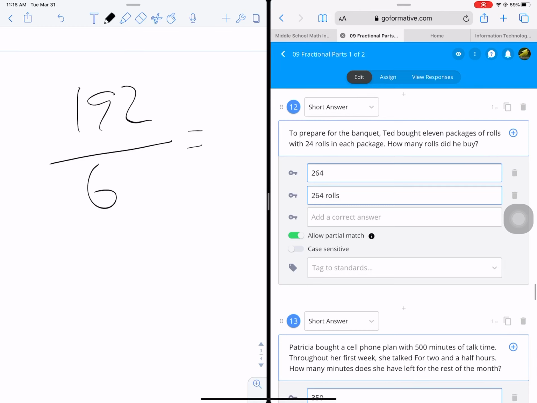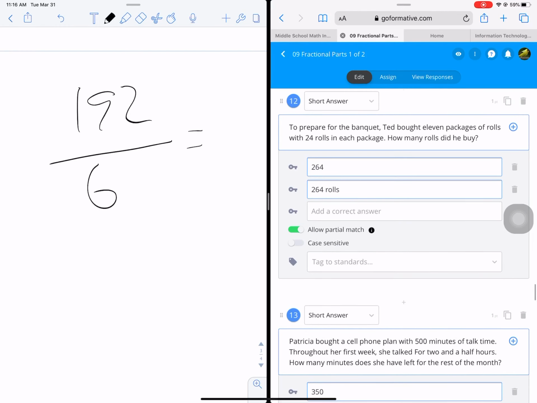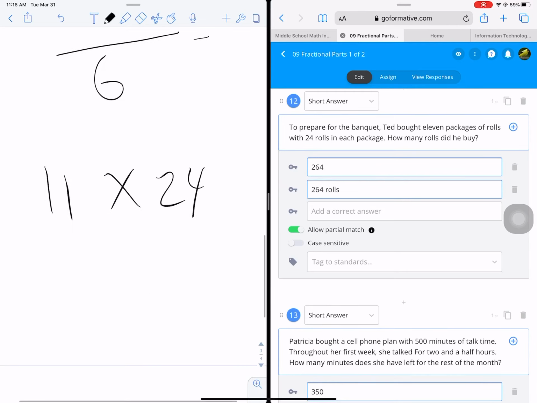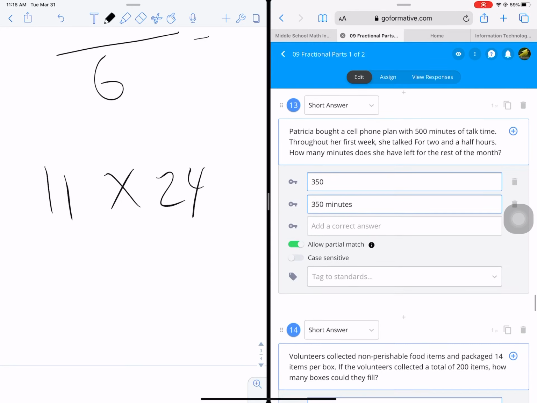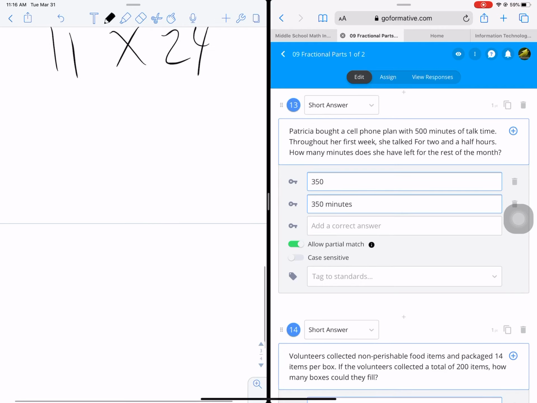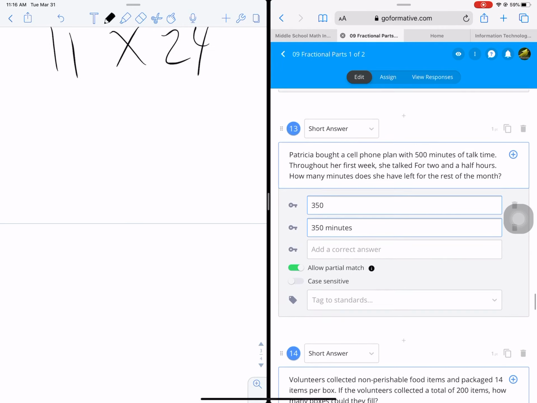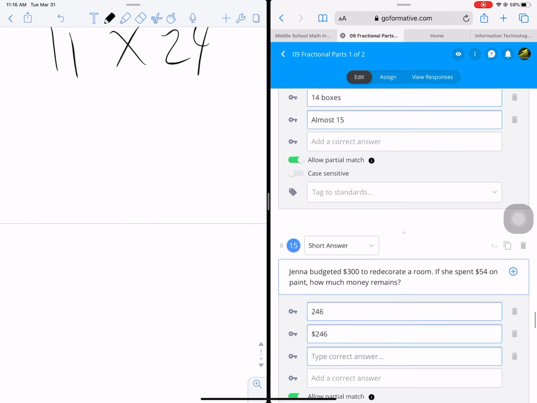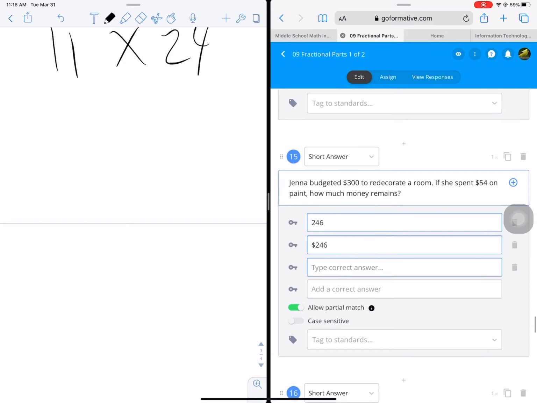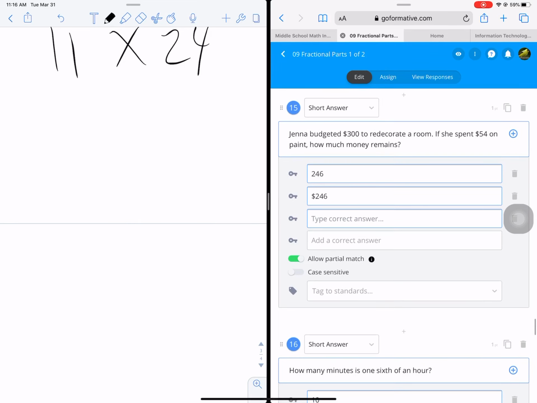To prepare for a banquet, Ted bought 11 packages of rolls. Each package has 24 rolls in it. So you have 11 packages and each of them have 24. So we're going to multiply that. And for 13 and 14, you're either going to be multiplying or dividing. Multiplying or dividing. Here we're actually subtracting. Let's take a look.